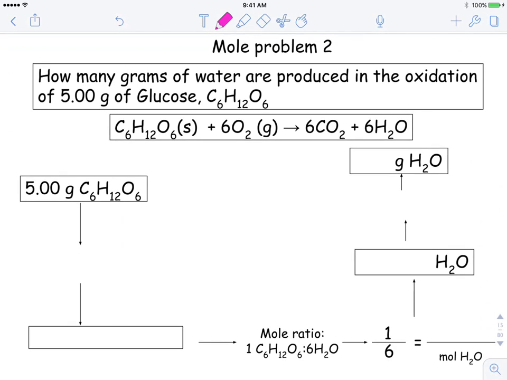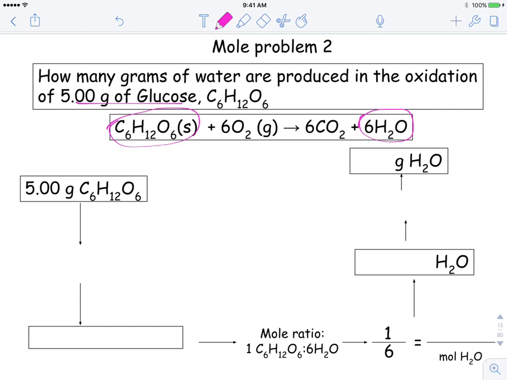So we want to know how much water is produced. So I make sure that the equation's balanced. 1 glucose plus 6 oxygens yields 6 carbon dioxides, 6 waters. And so we're starting with 5 grams of glucose. So our 5 grams of glucose, we're starting with this substance. And they're asking us how many grams of water. So we're going to this substance. Honestly, I could ignore the other ones. I don't care about the oxygen or the CO2.